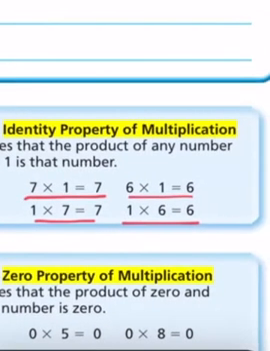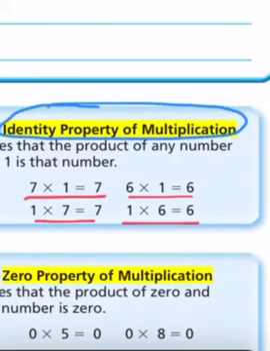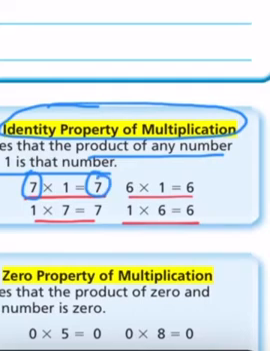This is the property called the identity property of multiplication. The product of any number and 1 is that number. So the number doesn't change, right? 7 times 1, we still stay with the same number. Similar to the identity property of addition, which said when we add 0 to a number, we get the same number, right? But the identity property of multiplication, when we multiply times 1, we get the same number.